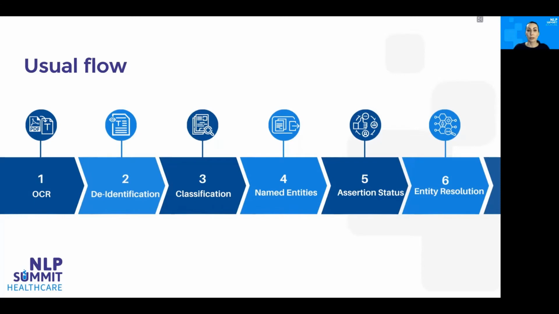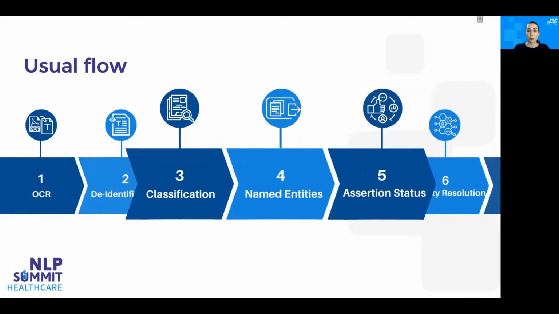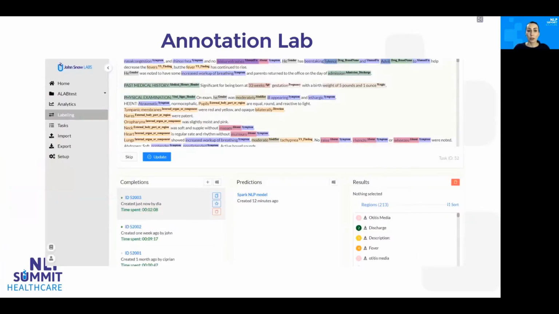Out of the 6 steps of this workflow, my talk today will focus on classification, named entity recognition, and assertion status. All of those 3 tasks are currently supported out of the box by the Annotation Lab. The Annotation Lab is a highly productive data labeling tool which was designed and implemented by Johnson Labs to support different types of annotations and review projects.